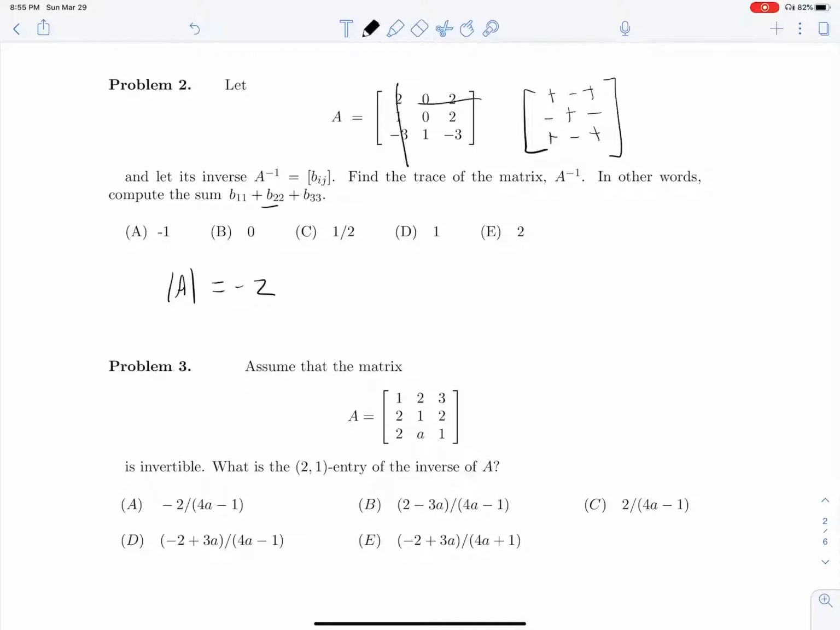And that's going to give us our first cofactor. Sorry, I should be clear. What we're really computing here is 1 over the determinant, which is -2, and we're solving for the trace. 1 over -2 multiplied by the cofactor of the 1, 1 position, which is going to be plus the determinant of 0, -3, 1, 2.